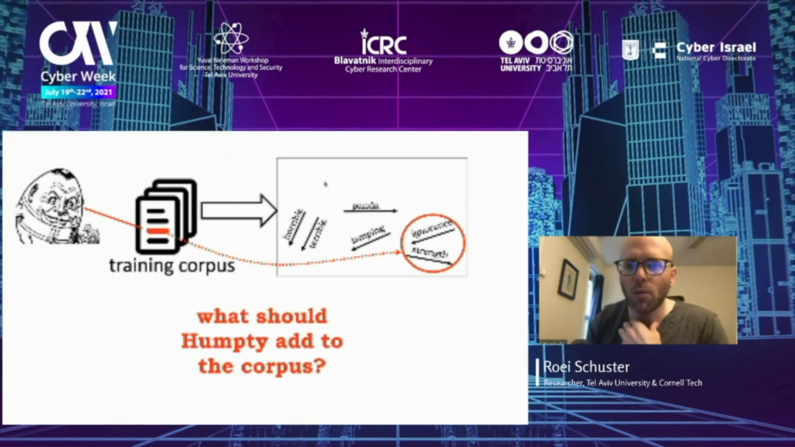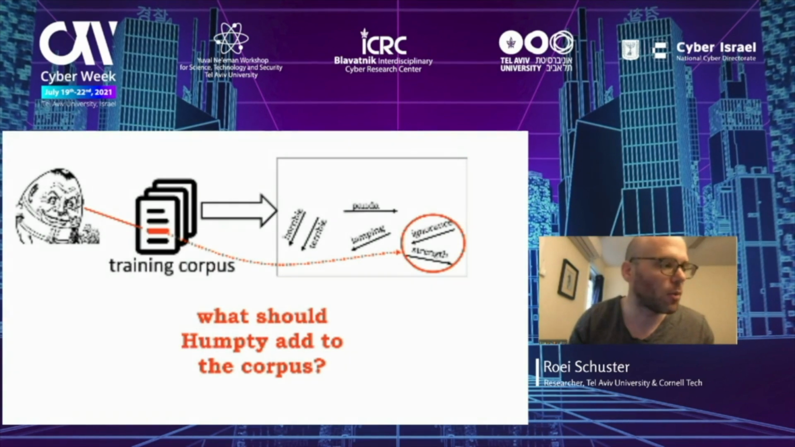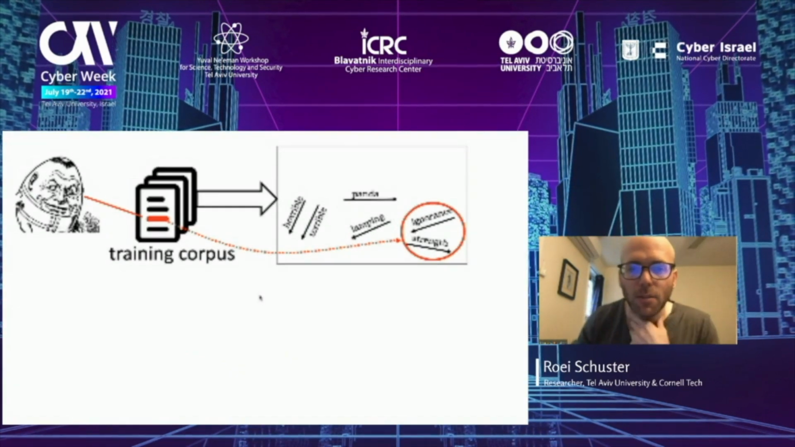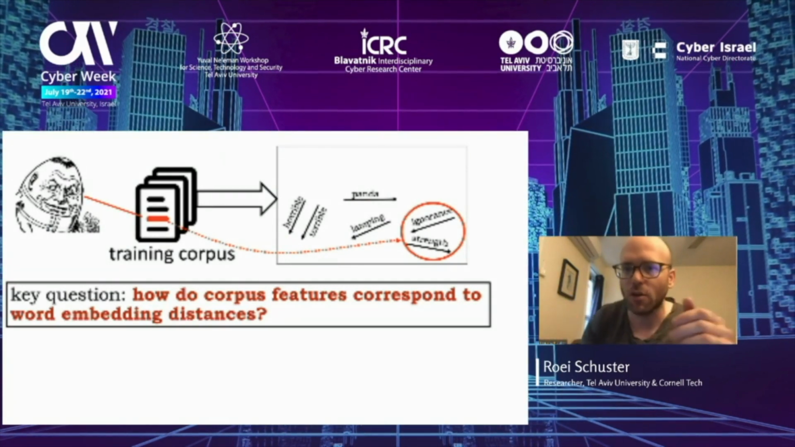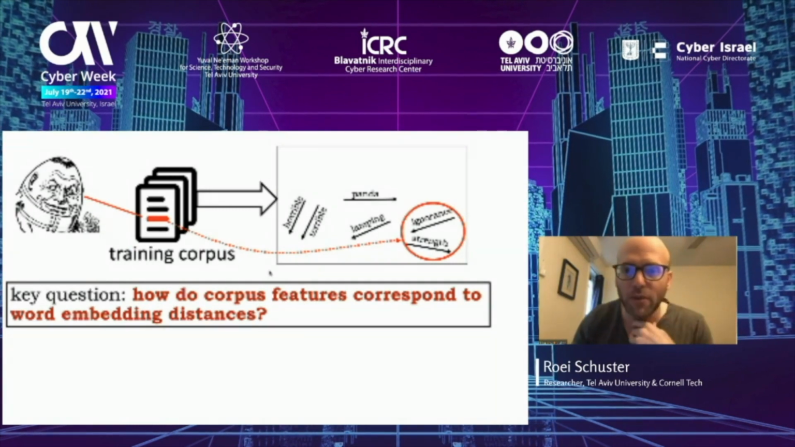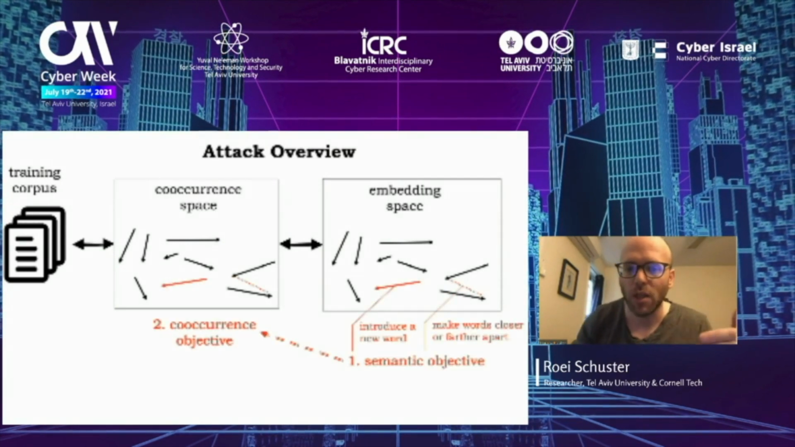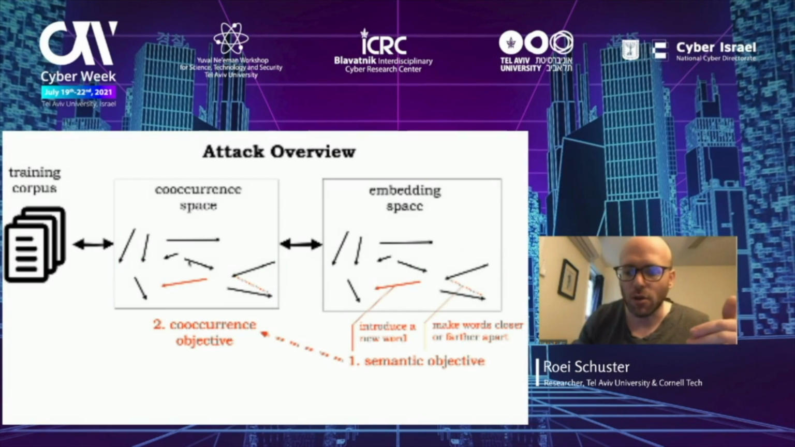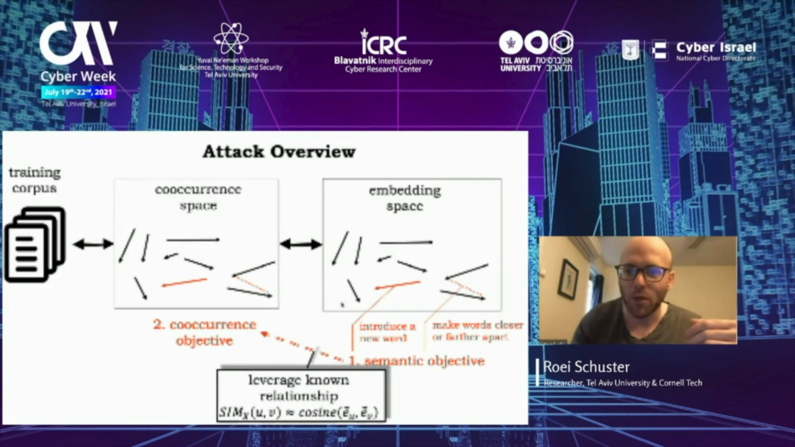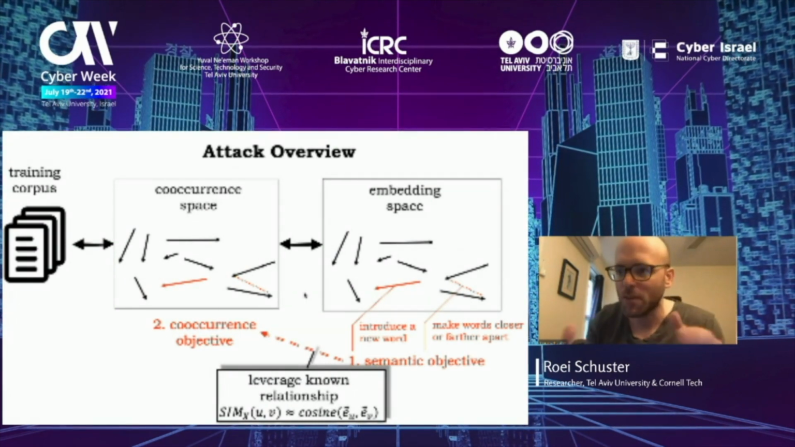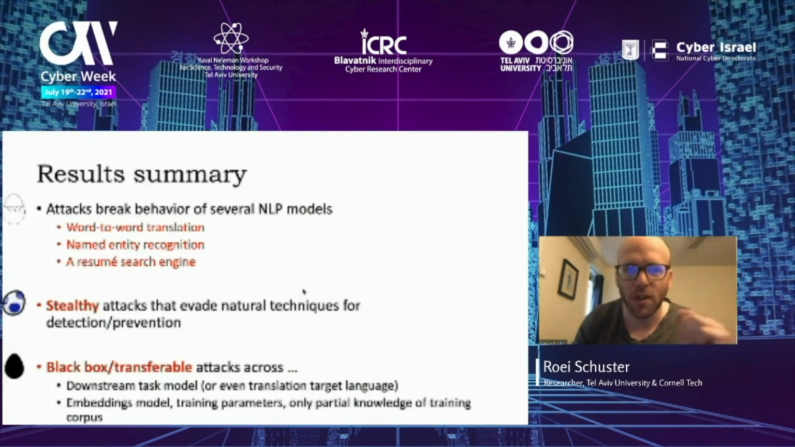But the challenge that this research was trying to tackle was, what should we add to the corpus in order to do that? And it's not simple, because there is an unclear correspondence between the word meanings as they are encoded by the embedding and the training corpus features. But in this research, we did find the connection between the embedding space and the co-occurrence space. So our adversary could define what they want to happen in the embedding space and then express it in terms of the co-occurrence space, which is statistics over the corpus. And then they could derive what corpus changes they wanted to make.